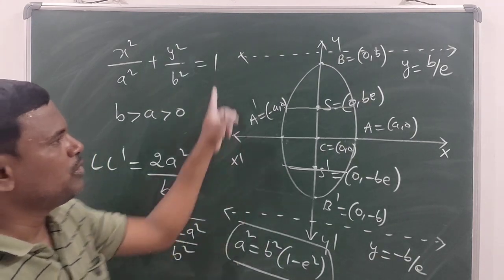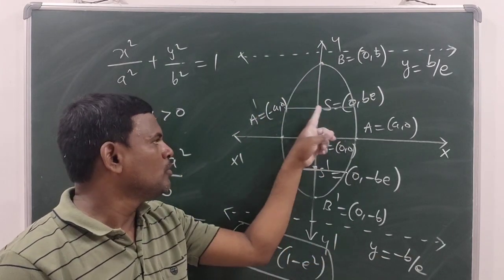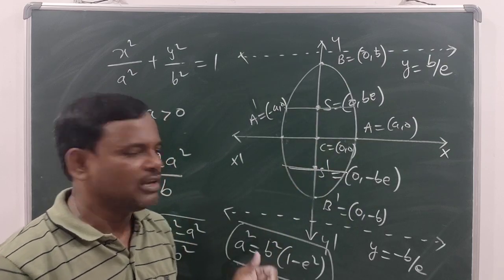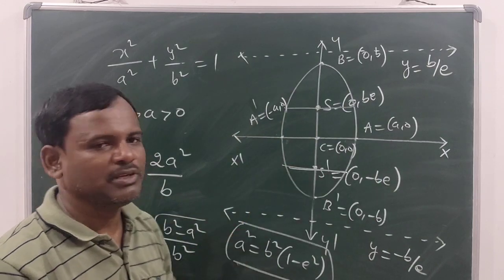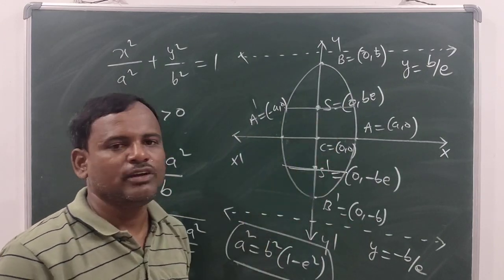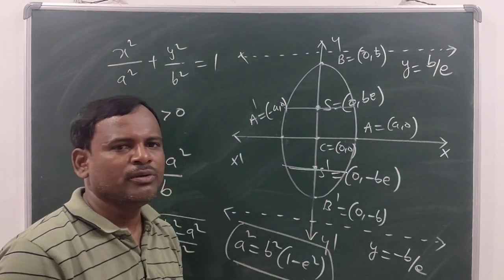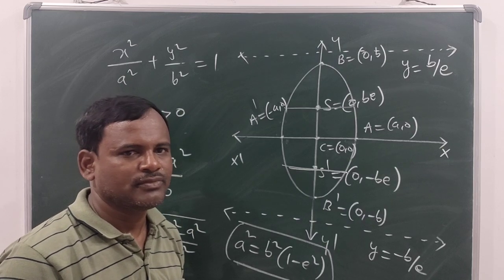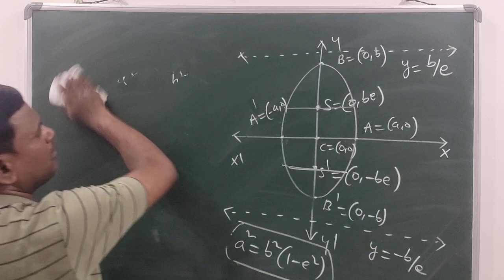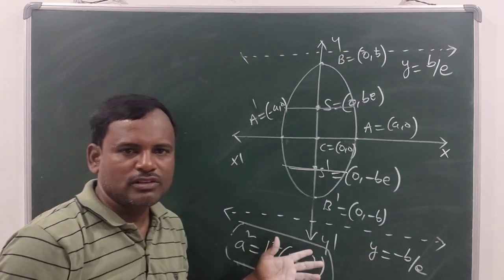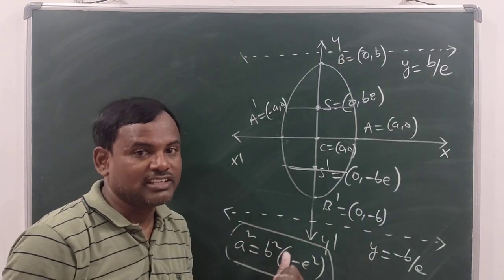So the directrix equation you got, the foci coordinates you got, the latus rectum length you got, and the equation of the latus rectum is here y equal to be, here y equal to minus be. Okay, right. I hope you have understood the case where the major axis is the y axis.